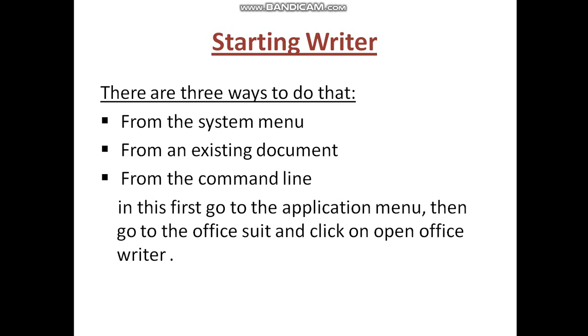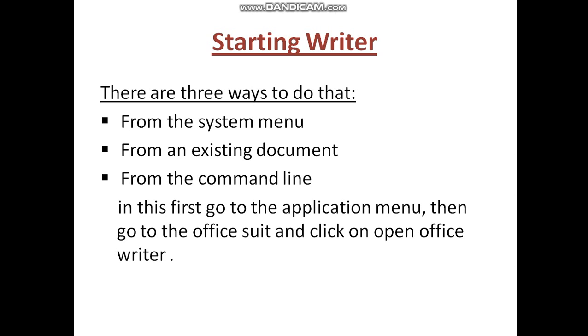Next, how to start Writer. To start Writer, there are three ways to do that. First, from the system menu. Second, from an existing document. Third, from the command line. Okay, there are three basic ways to start Writer. First of all, go to the start menu, or system menu, then go to OpenOffice.org and go to Writer. The second is the existing document, and third, from the command line, type a command in our program, then go to find Writer.